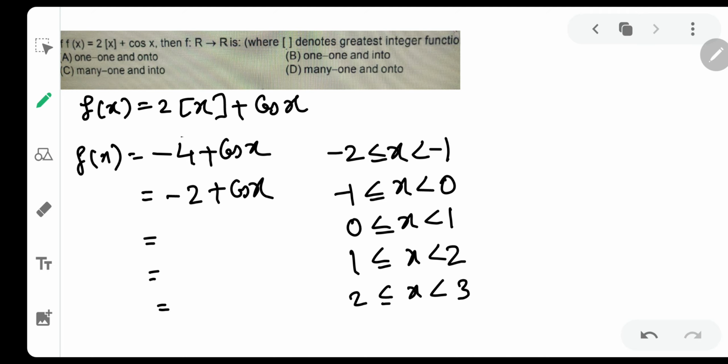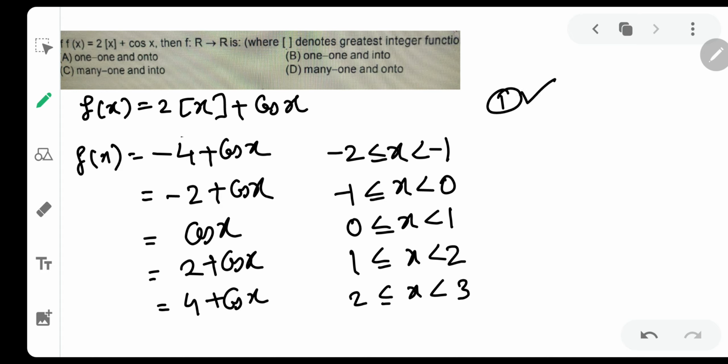And from 0 to 1, [x] will be 0. So it will be 0 plus cos x. And from 1 to 2, [x] will be 1, so it will be 2 plus cos x. And from 2 to 3, [x] will be 2, so it will be 4 plus cos x. You can also extend this for the other parts like 3 to 4, -3 to -2, and so on. But for the time being, I am taking these 5 parts of the function. Okay, so the first part is done when we have split the function piecewise.